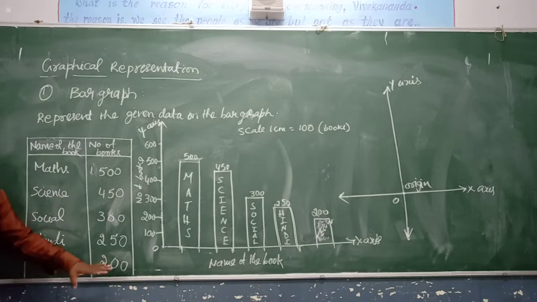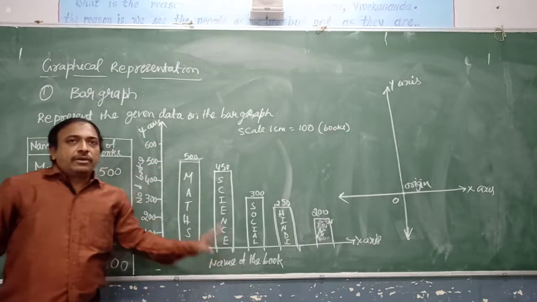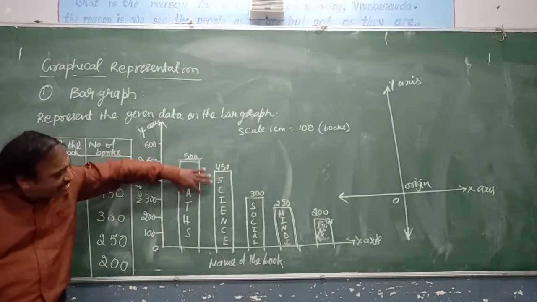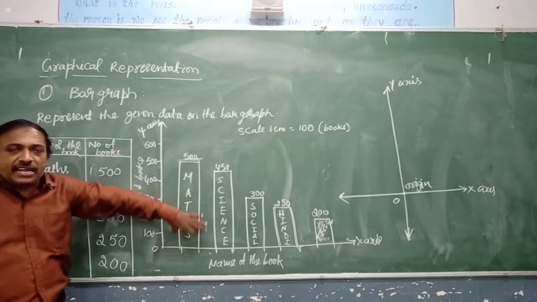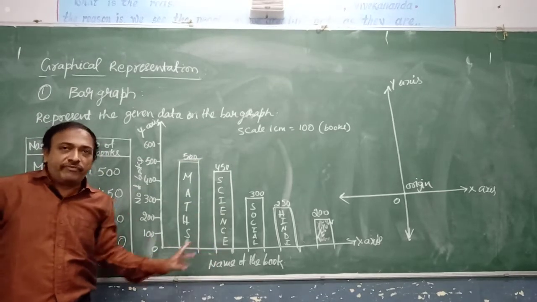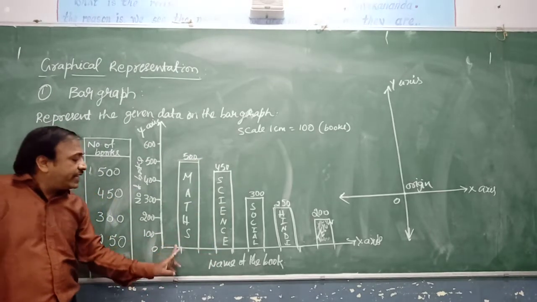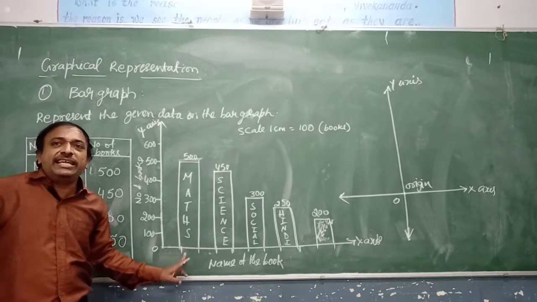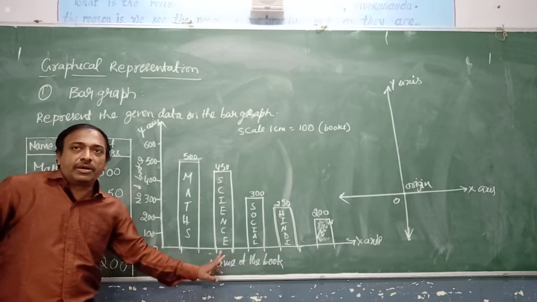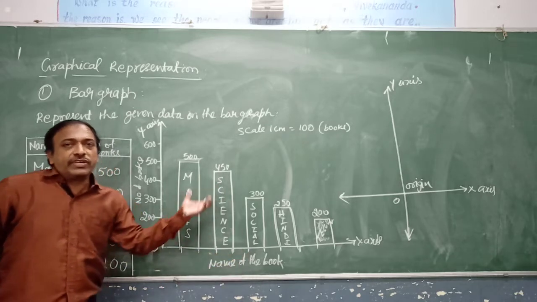This is how we represent a bar graph. What do we need to keep in our mind? These are called rectangular bars. Between the rectangular bars there must be uniform width, and the width of the bar also must be the same. This we need to keep in our mind.